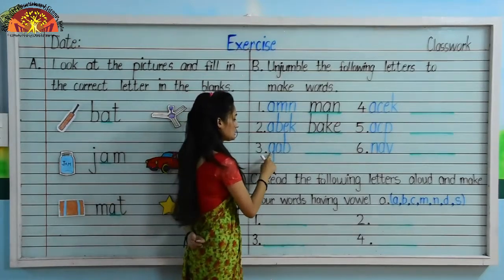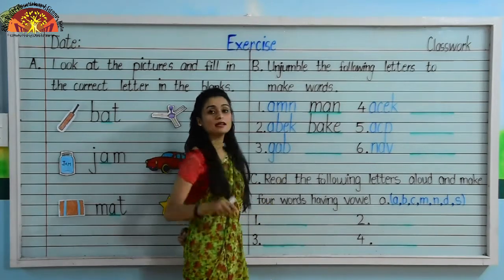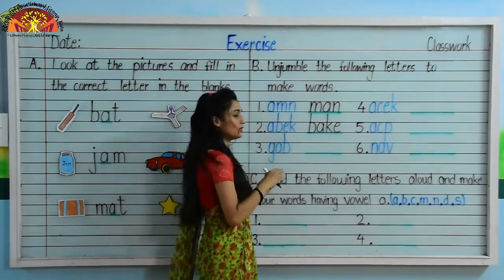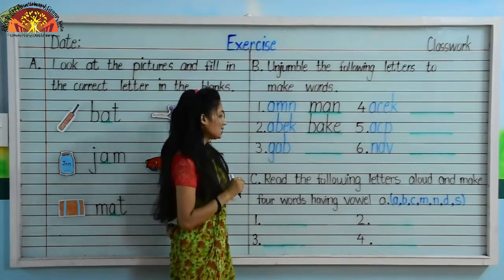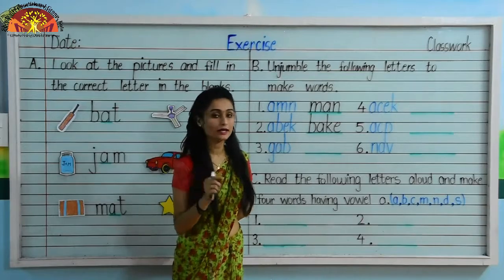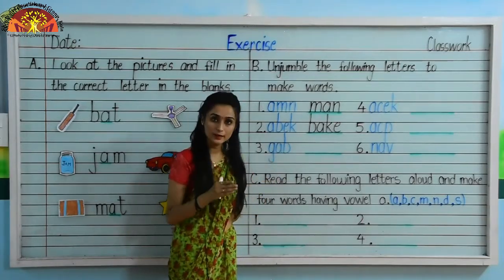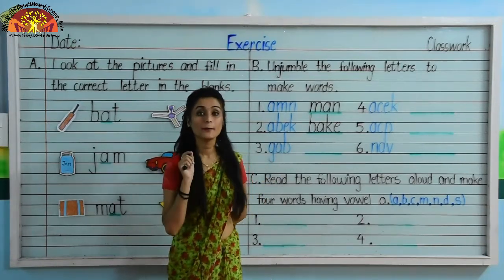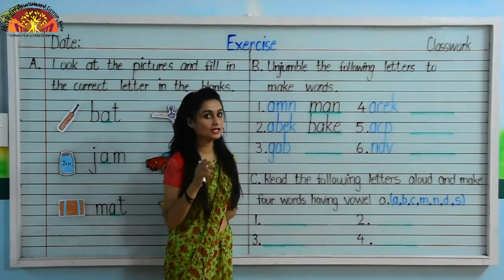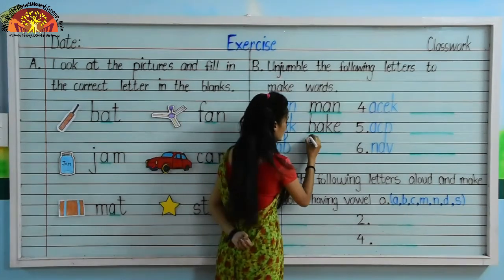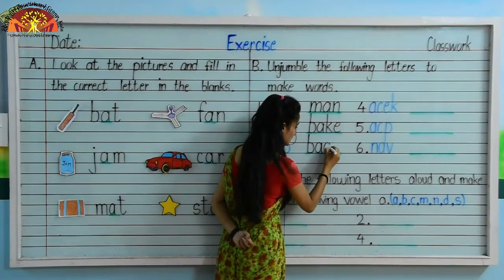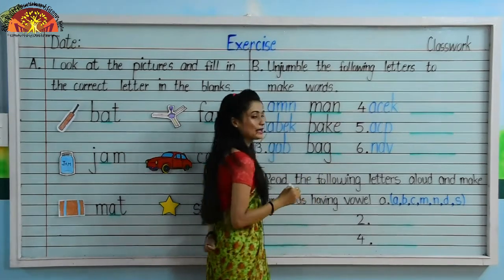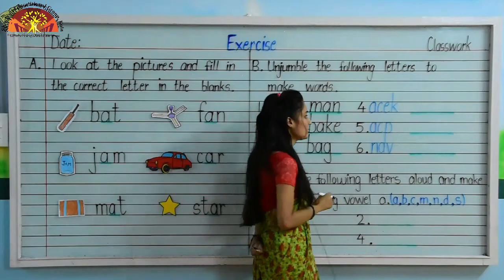Now here letters G, A, B are given. Now let's arrange them in an order so that they make a correct and meaningful word. We can write the word bag with the help of these letters. B-A-G, bag. So write B-A-G, bag, like this. Okay, come to the fourth one, kids.